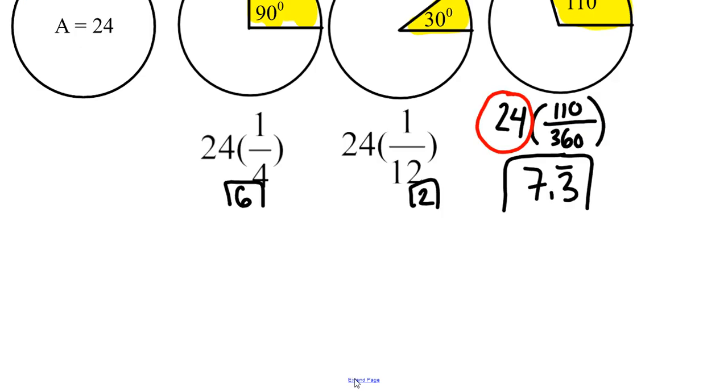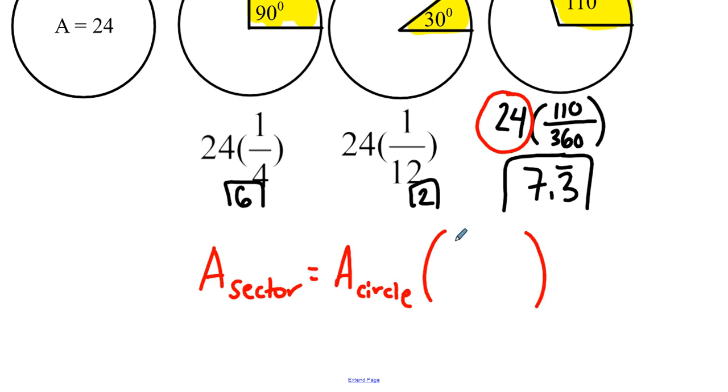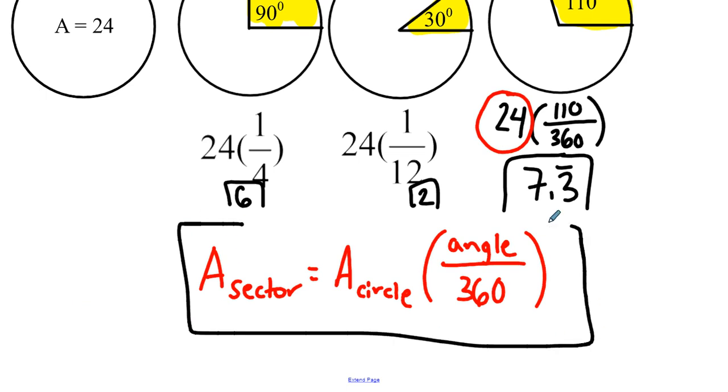The book, we would write it as this: the area of a sector will equal the area of the circle times your central angle divided by 360, because that's all the way around. If you had the entire circle, you'd be 360 over 360, which is 1, so it works out. That is the area formula for a sector.